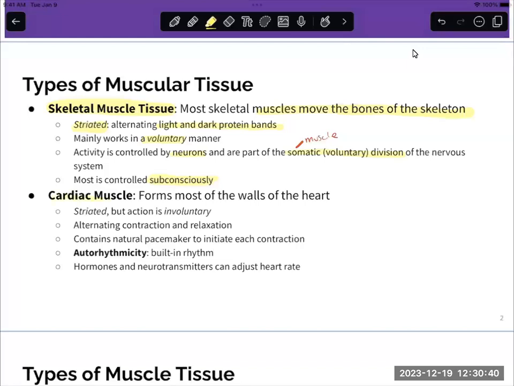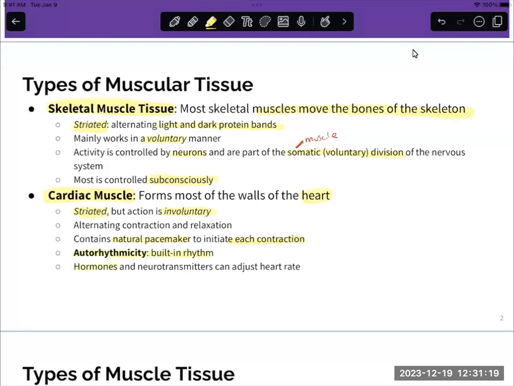Cardiac muscle. We looked at cardiac muscle in the tissue chapter as well. Cardiac muscle is found in the heart. It is also striated, those light and dark bands, but it is involuntary. Cardiac muscle has its own pacemaker cells that initiate each contraction, meaning if the brain is not telling the heart to beat, the heart can still maintain its own rhythm. That's what that means. That autorhythmicity is that built-in rhythm.